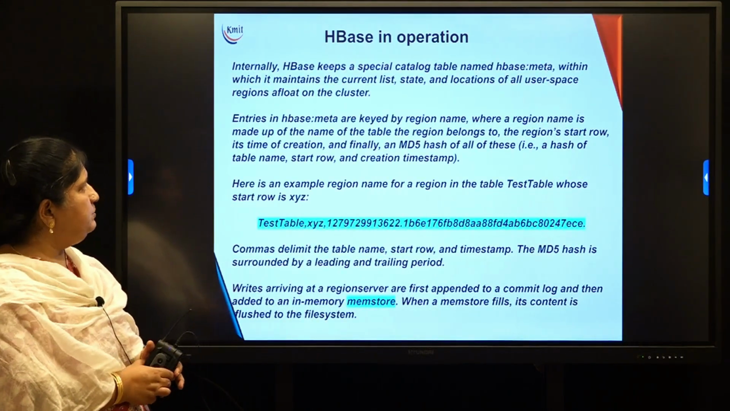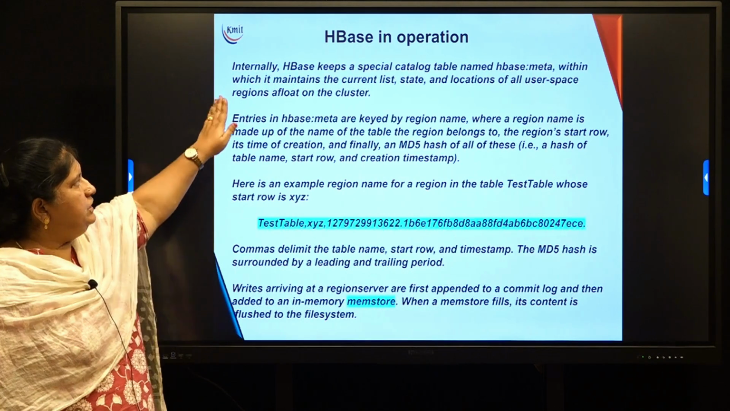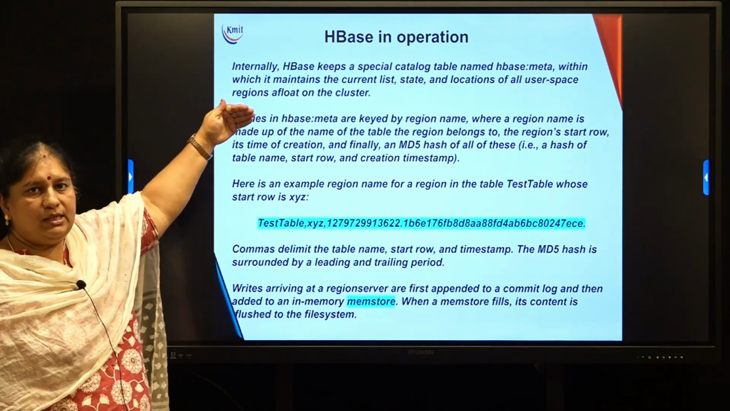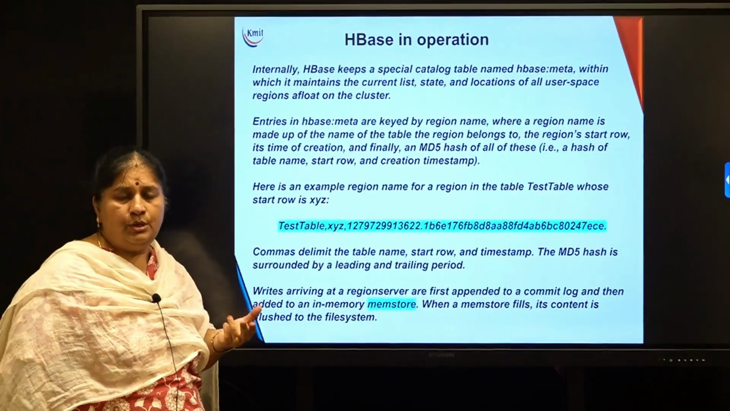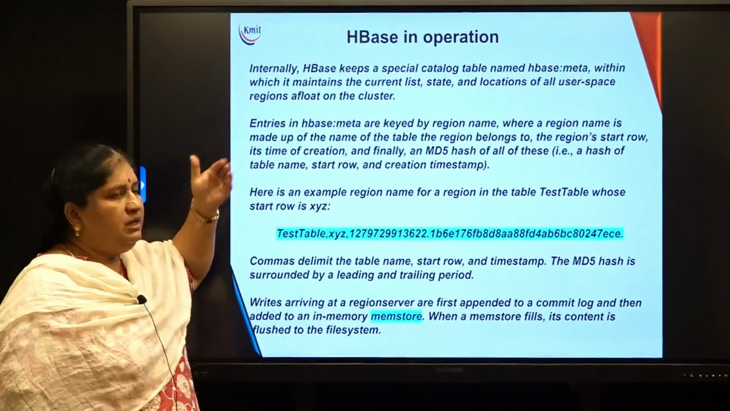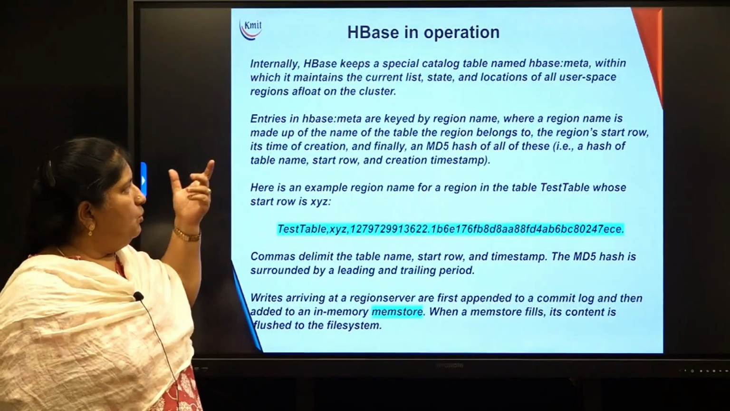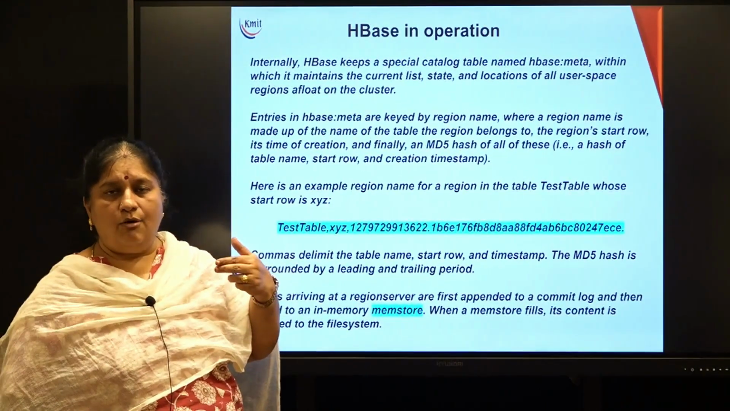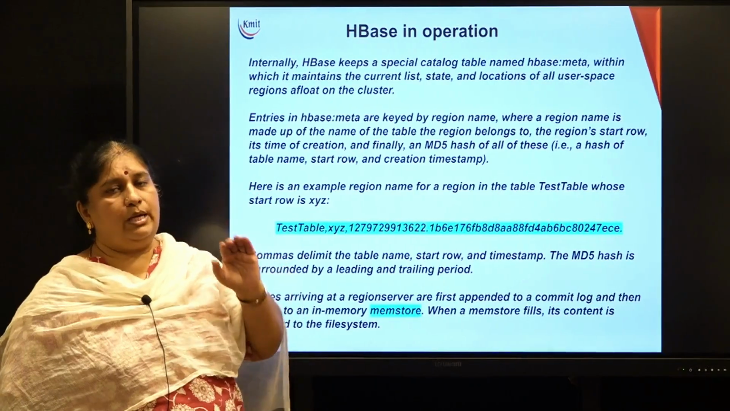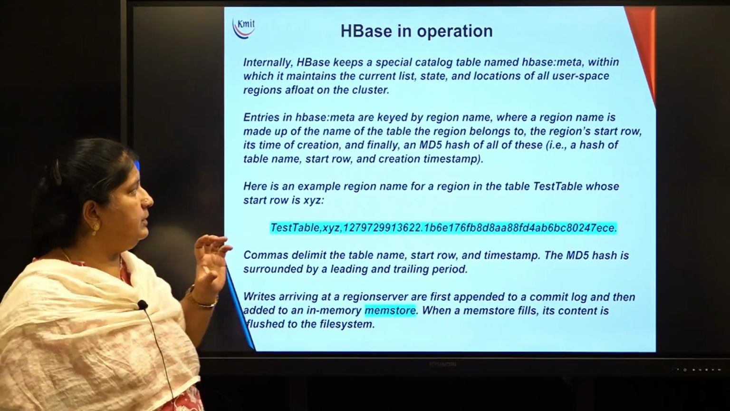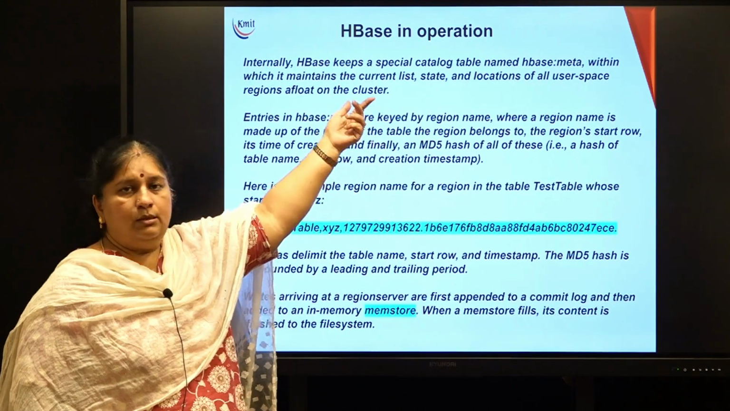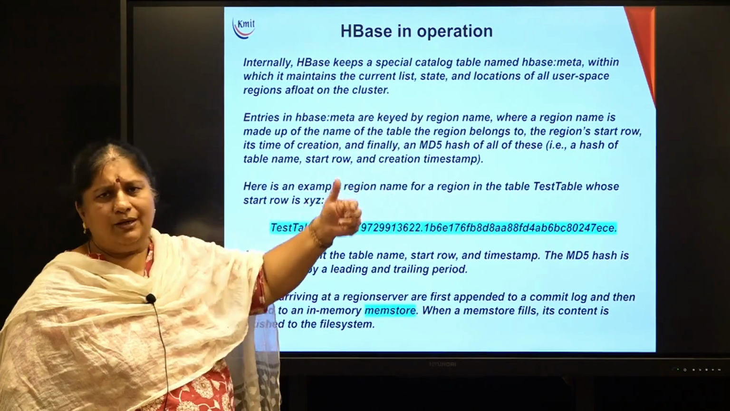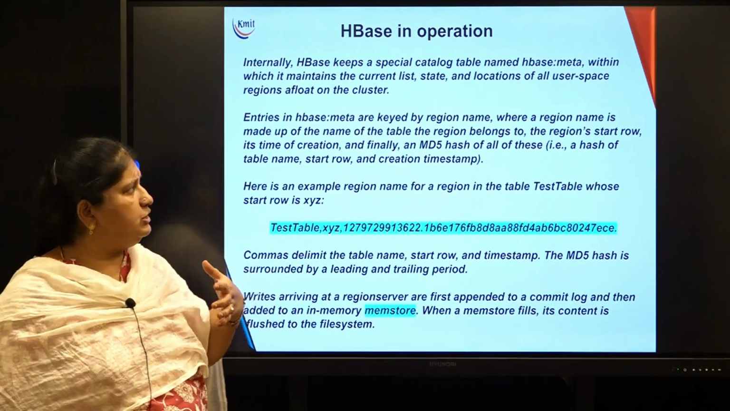So, coming to HBase in operations, initially HBase keeps a catalog. What is this catalog used for? To know how many regions there are and what each region consists of, what the starting row is, where it ends, all such information. This catalog table has a name, HBase:meta. We know meta stands for the data dictionary values.